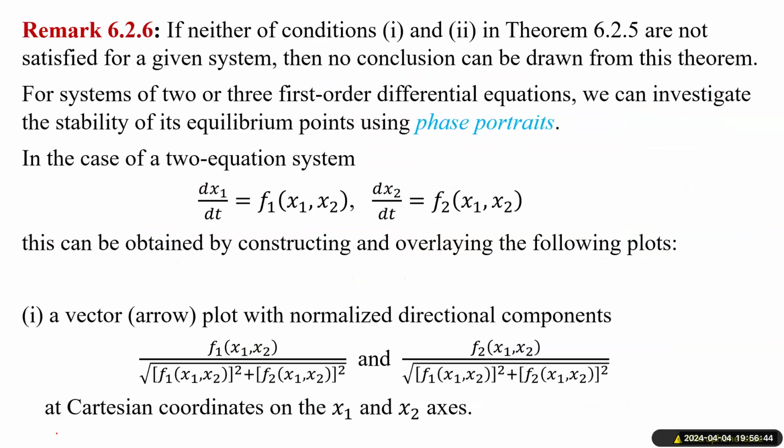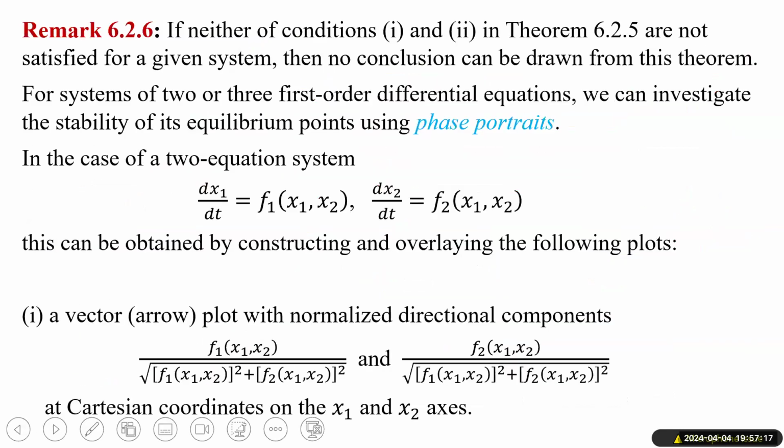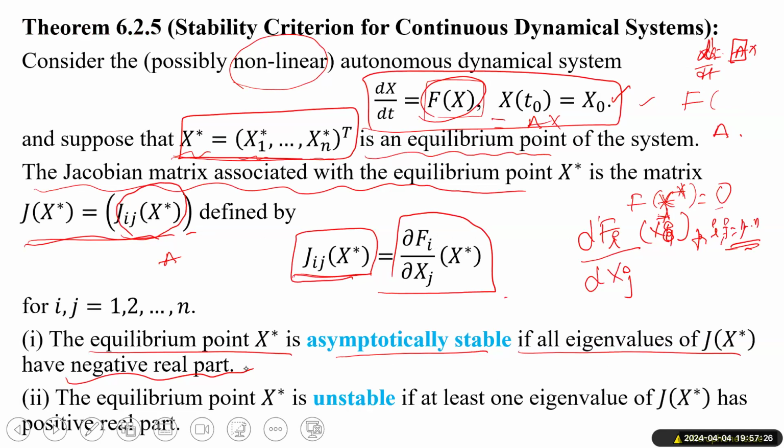So here, once we are thinking about the Jacobian matrix, even in the dynamical system, of course, even for the previous section, that is a first order differential equation, we were using directional derivatives, that is arrows. But here we are using the phase portrait. So what is the phase portrait? We will see why we are using the phase portrait.